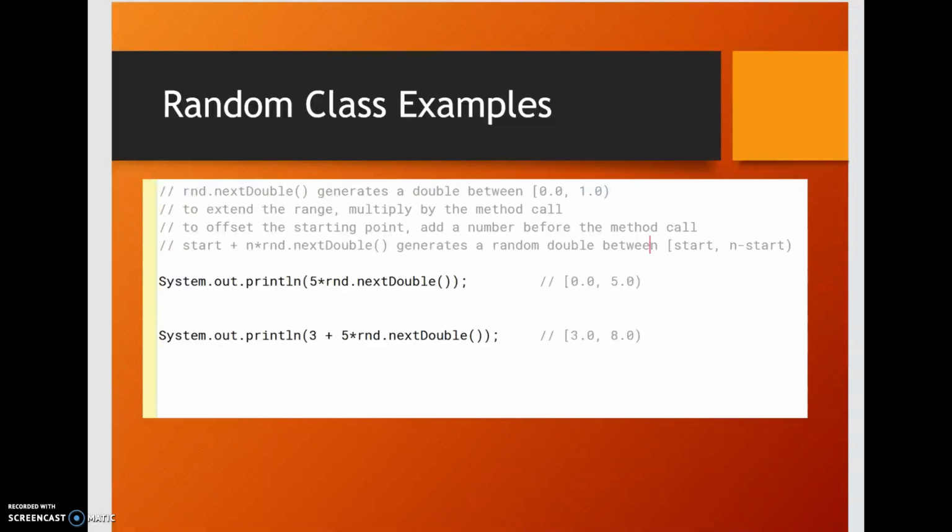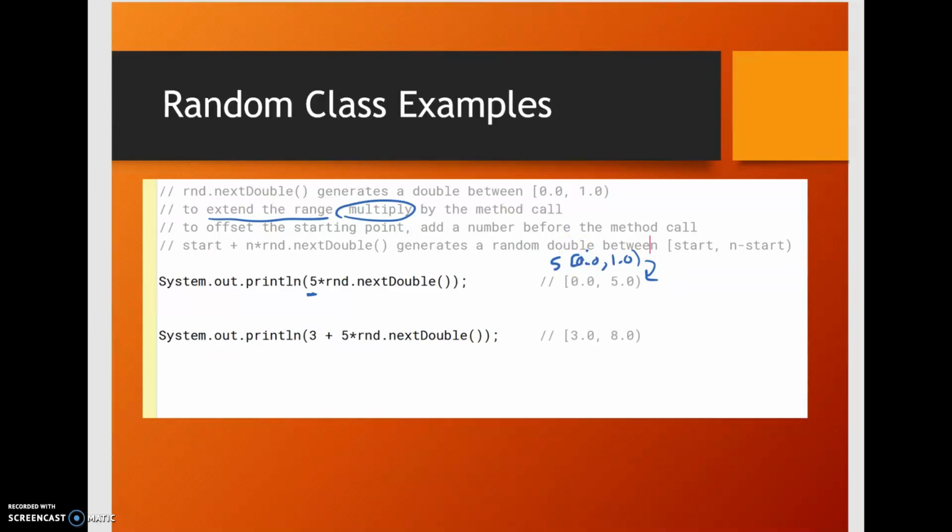Now, when working with nextDouble, this is going to generate a number between 0.0 and 1.0. In this case, I often want to extend the range of the numbers. If I want to extend the range, I have to multiply the method call. So this will take my decimal, and then I'm going to multiply it to be larger. By multiplying by 5, I am essentially taking 5 and multiplying it by this interval, and that's how I get 0 to 5.